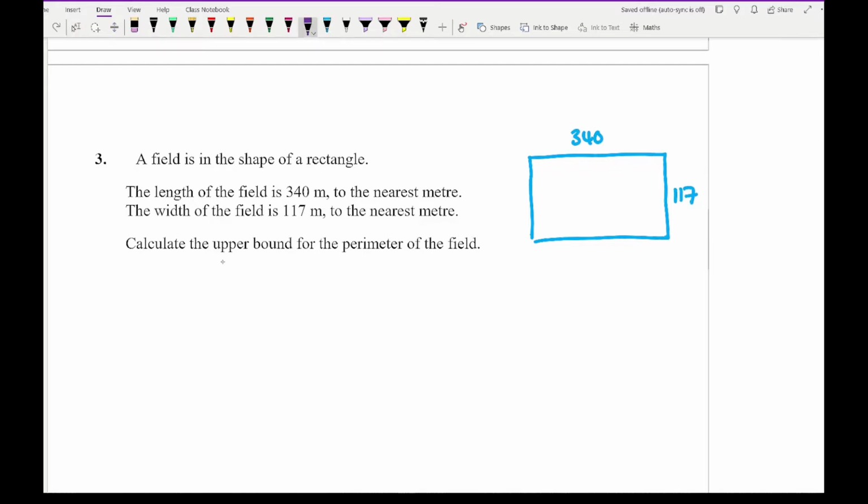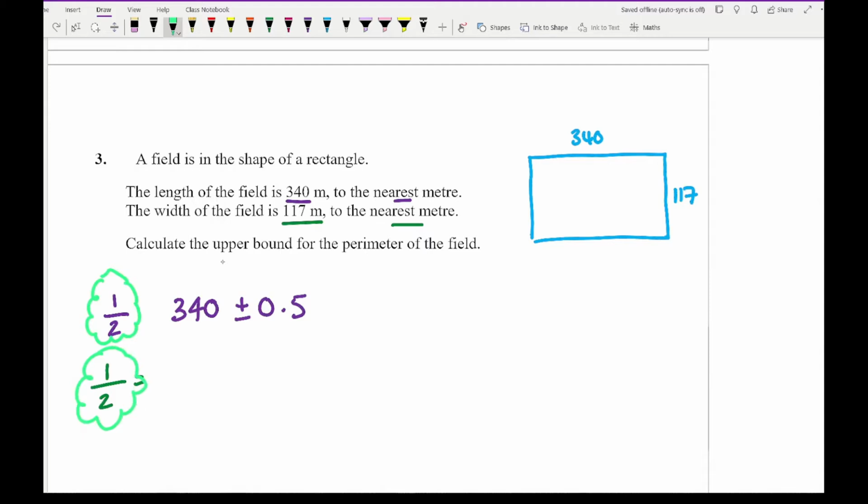Now, for the length of the field of 340 to the nearest meter, well, that's going to be 1 over 2, which is a half. So that's going to be 340 plus or minus 0.5. And then for the width, which is 117 to the nearest meter, that's going to be 1 meter divided by 2, which is 0.5. Let me just get rid of that equal sign because it's not relevant. And let's just put a bubble around here as well. So then that's also going to be 117 plus or minus 0.5.